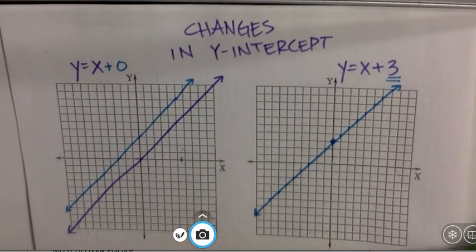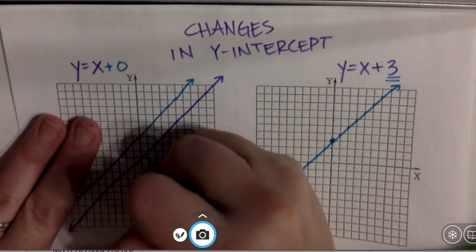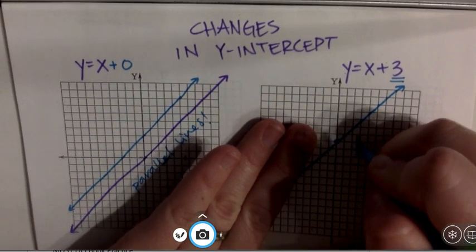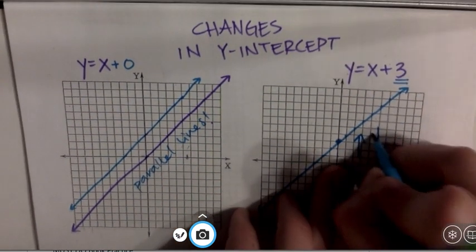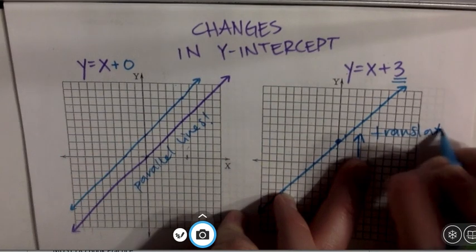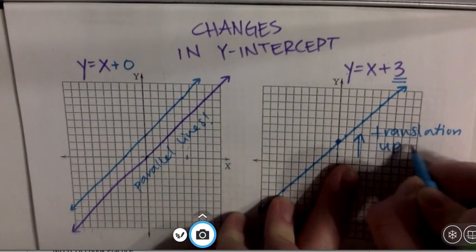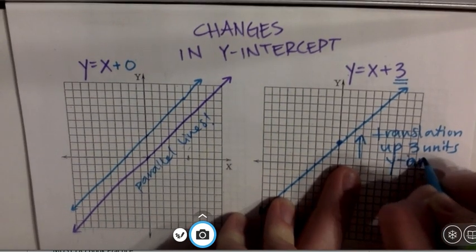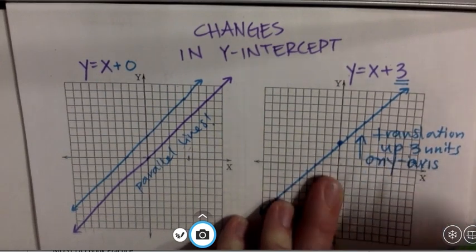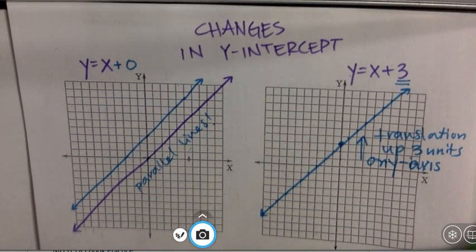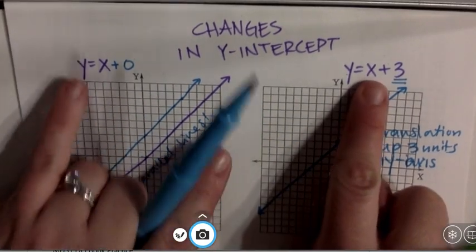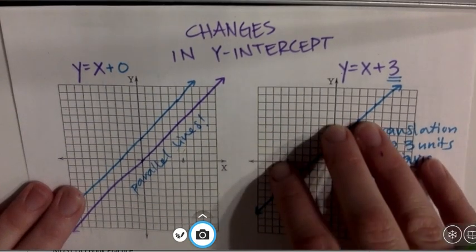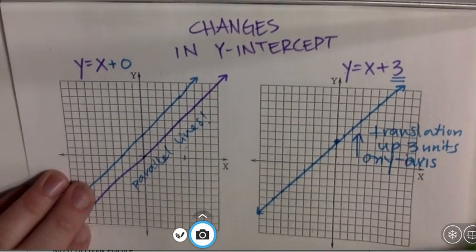If we look at that, we have parallel lines. But in all reality, our shift has been a translation up 3 units on the y-axis. We have parallel lines that have come out of this because of our slopes, and our y-intercepts are the only change, but essentially we have a translation up of 3 units on the y-axis.